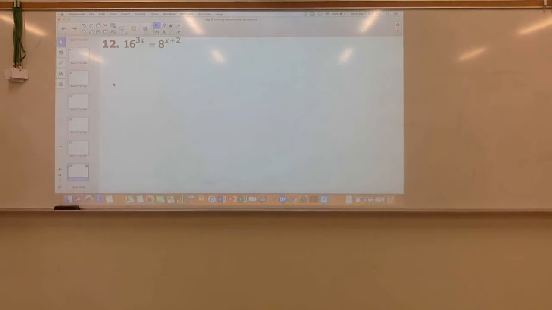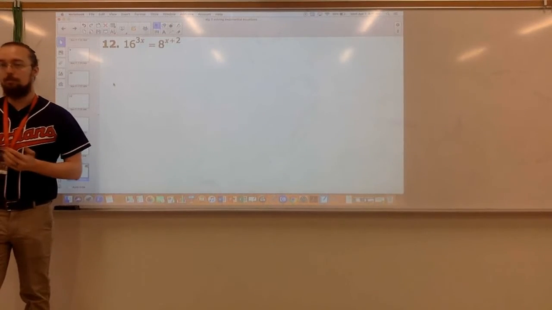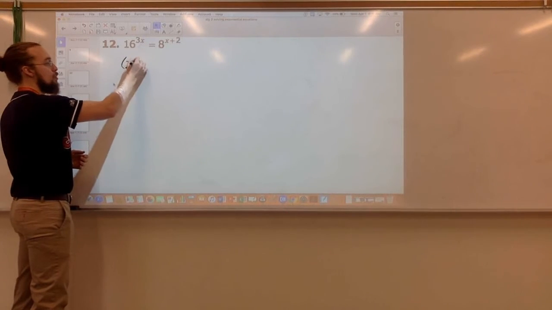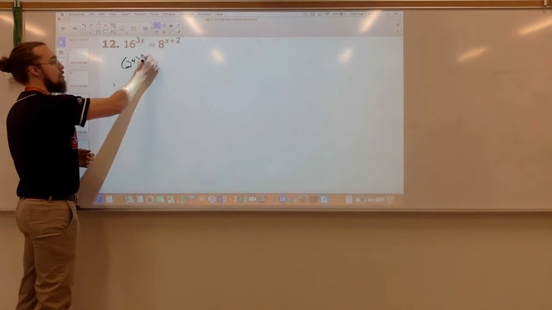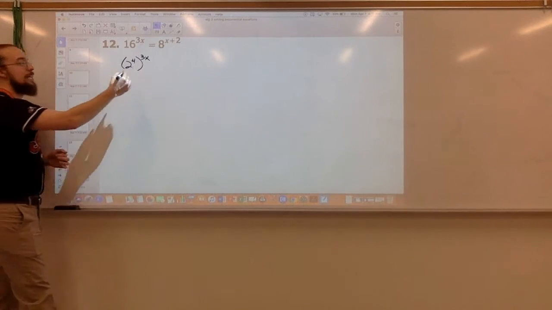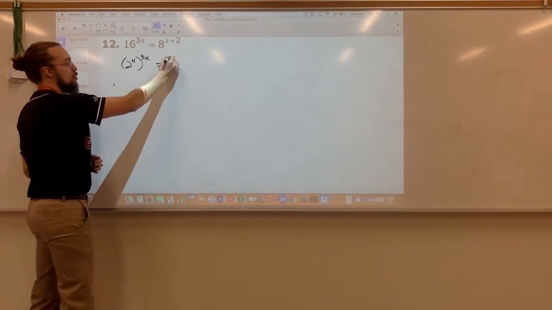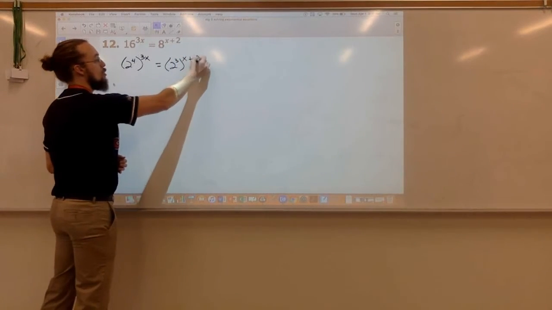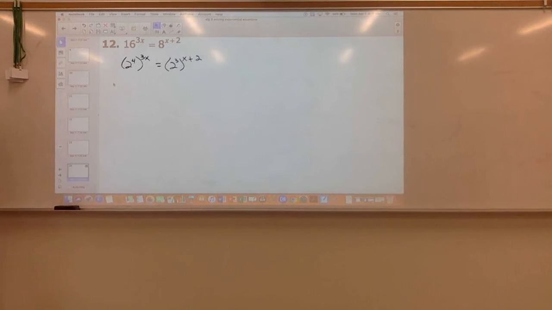So we do have to go all the way down to a base of 2, like Mikey said. So he told us that 16 is 2 to the 4th power, right? So we'll have 2 to the 4th power to the 3x power, and then 8 is 2 to the 3rd power. So I'll have 2 to the 3rd to the x plus 2 power.